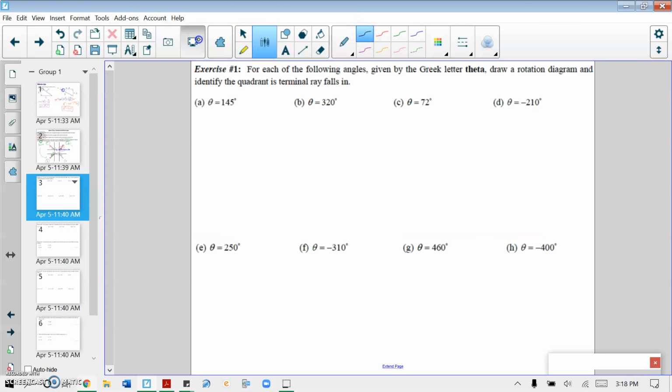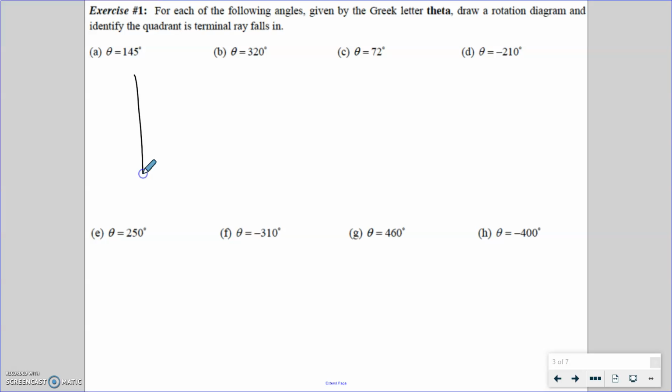All right, so this first one, 145 degrees. If half a circle is 180, 145 is going to be right about here. So this is the terminal ray, and that means that's going to be in quadrant 2.